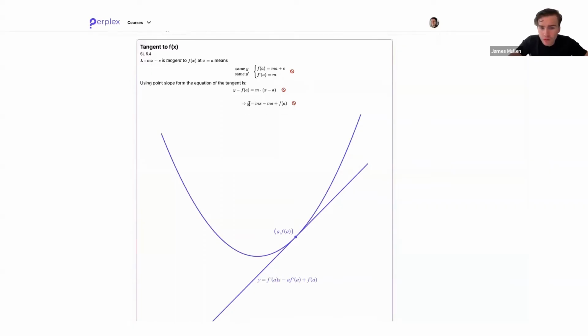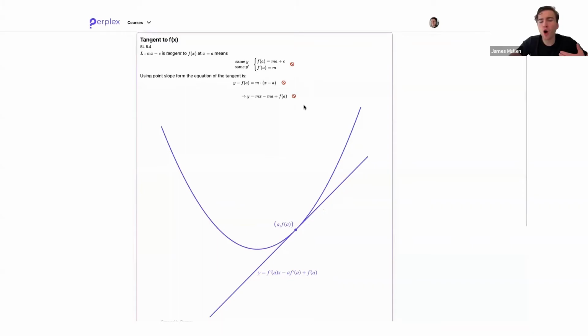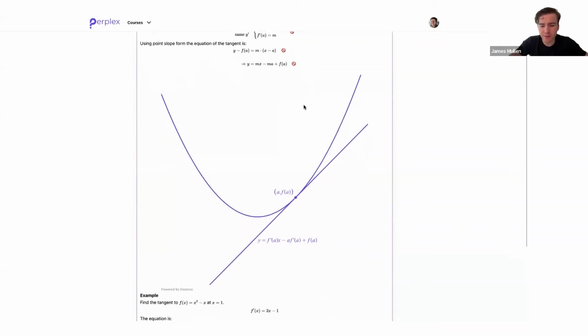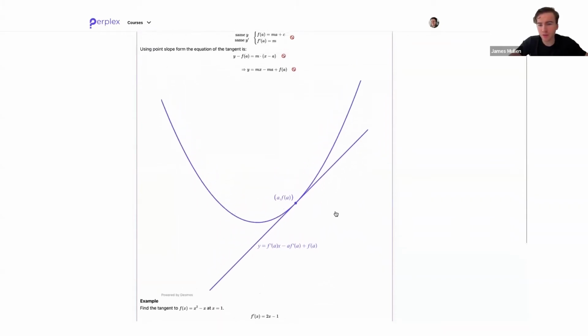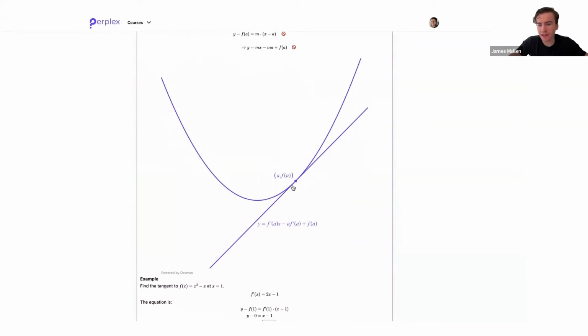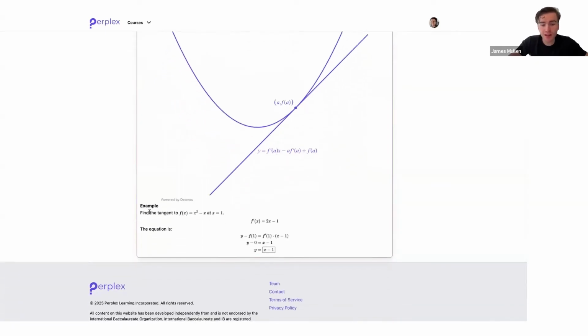When I rearrange it, I get, in general, and you don't need to remember this at all, mx minus ma plus f of a. We're going to always be able to derive it in specific examples anyways. So here's a little picture of what that looks like. I have the tangent at a comma f of a, and the equation, again, you don't need to know this. So let's do an example.